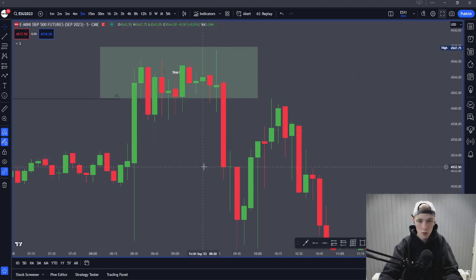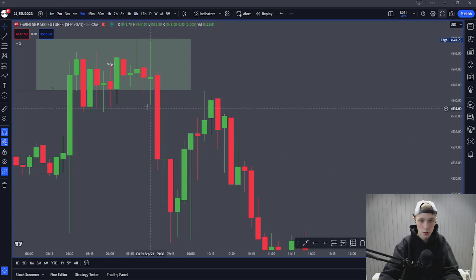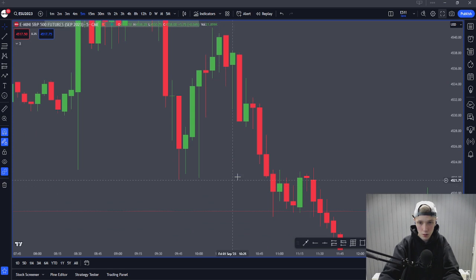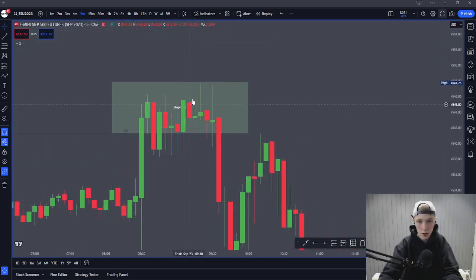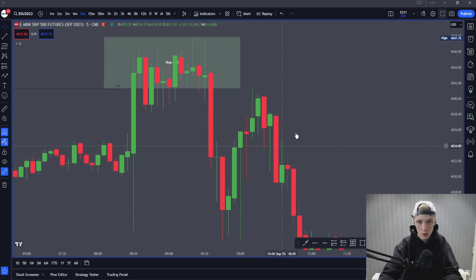This is actually non-farm payroll, so this is actually a huge displacement. This is like 100 or so ticks. Yeah, pretty much 100 ticks. But it pumped up, created a stop rate, and then just dumped down, right?